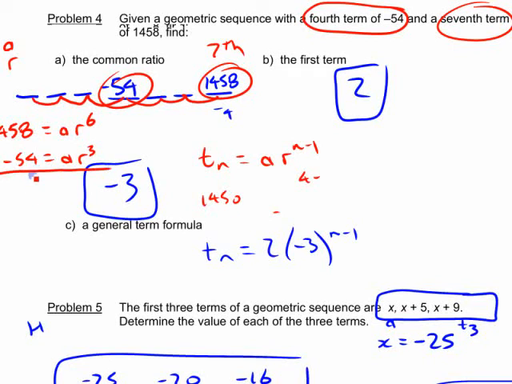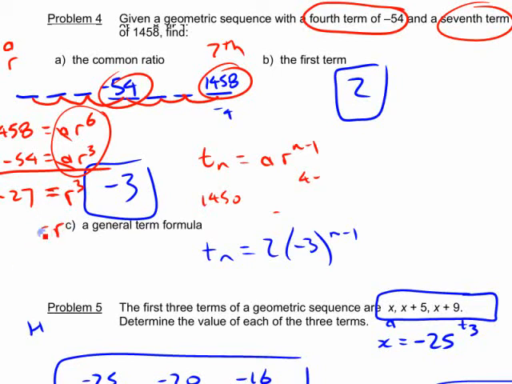If I divided these two equations, the reason it would work nicely is because AR to the 6th divided by AR to the 3rd leaves just R to the 3rd. The A's cancel, and 3 of the R's would cancel. You get R to the 3rd. Over here, you'd get -27.